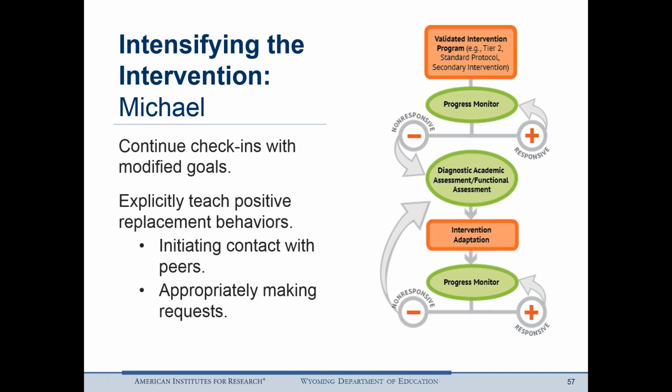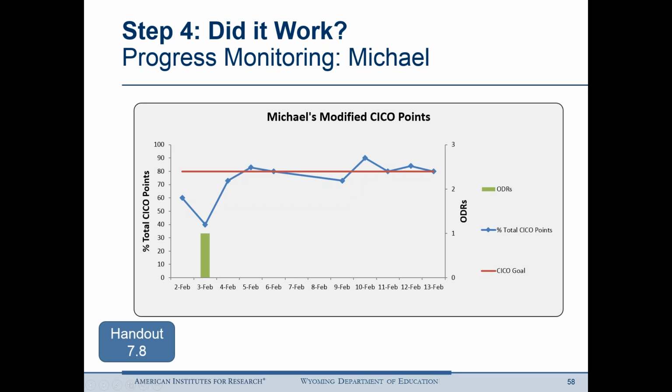The team identifies what component to add to the behavior intervention plan. The team continues check-ins with the modified goals. It provides increased opportunities for practice and prompting and reinforcement for appropriate behavior. The team also adds explicitly teaching positive replacement behaviors, including initiating contact with peers and appropriately making requests. The team returns to the last step in the problem-solving process to determine, did it work?